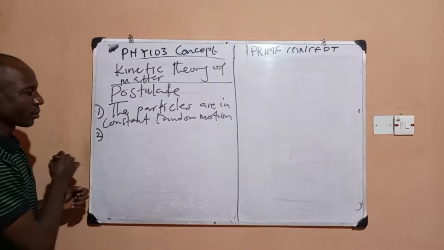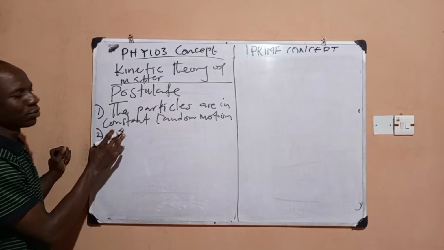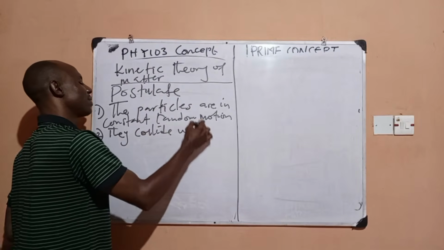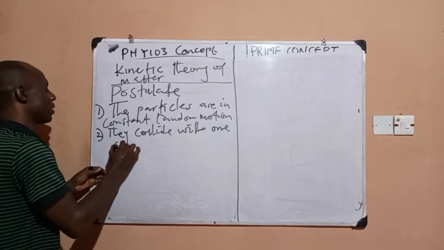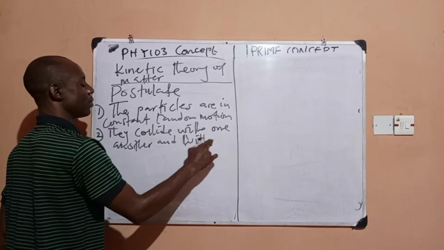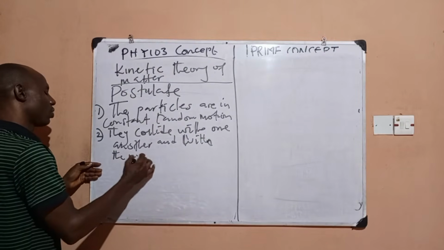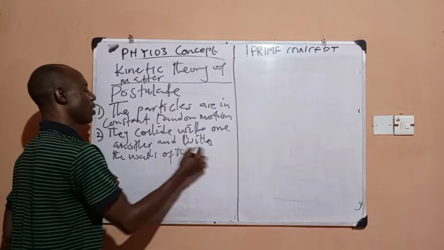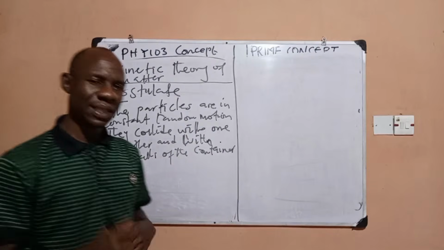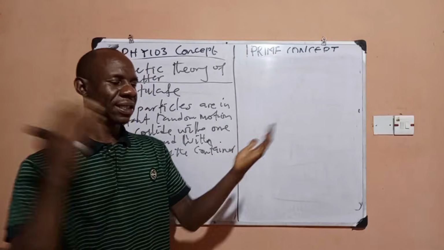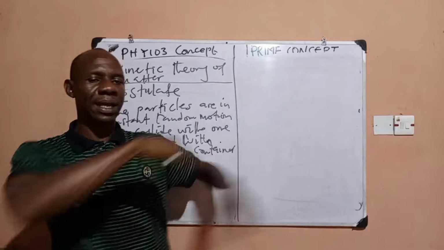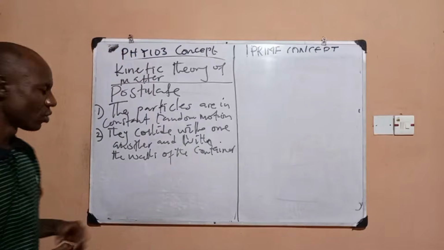Number two is that since they are always moving, they collide. They collide with one another and with the walls of the container. So that is another assumption. Because these particles are always moving, as they move, they will get to a point where some of them would collide with each other, and they would also collide with the container, with the walls of the containing vessel. So you should know that.